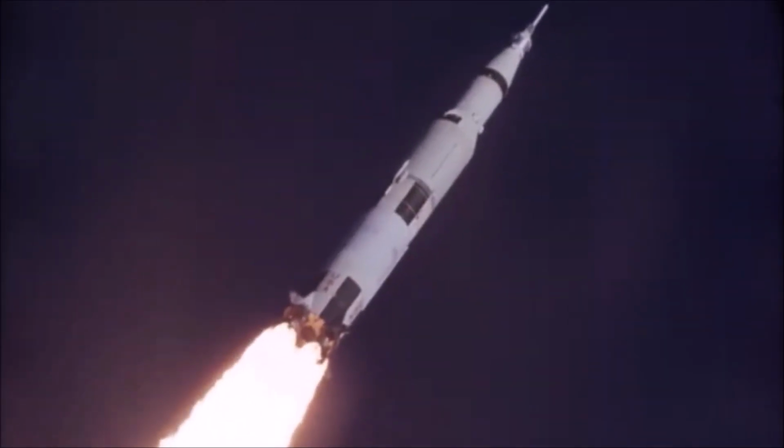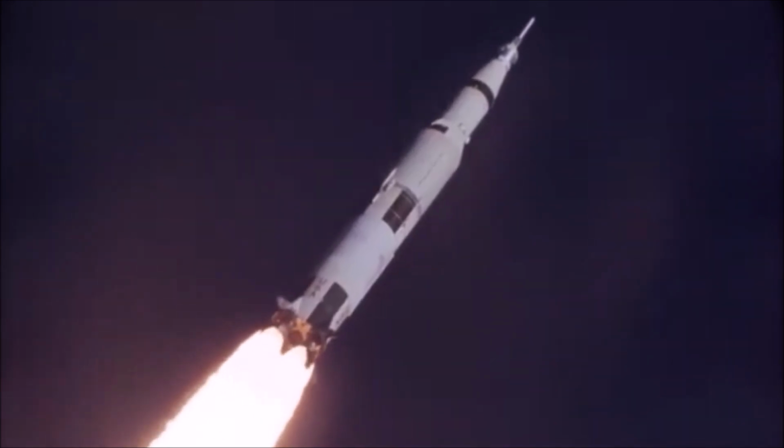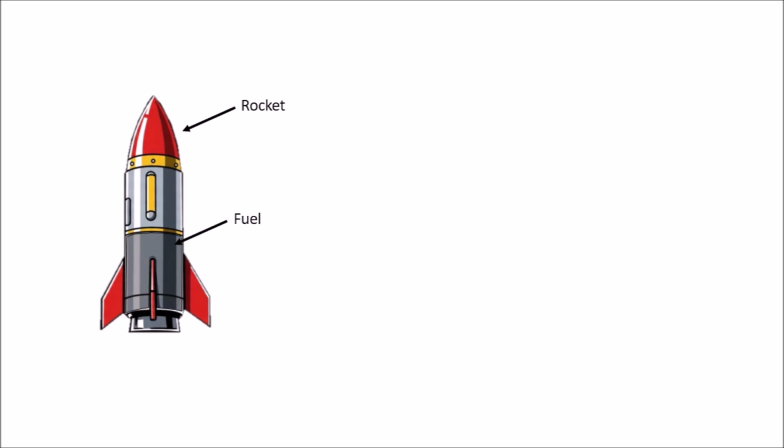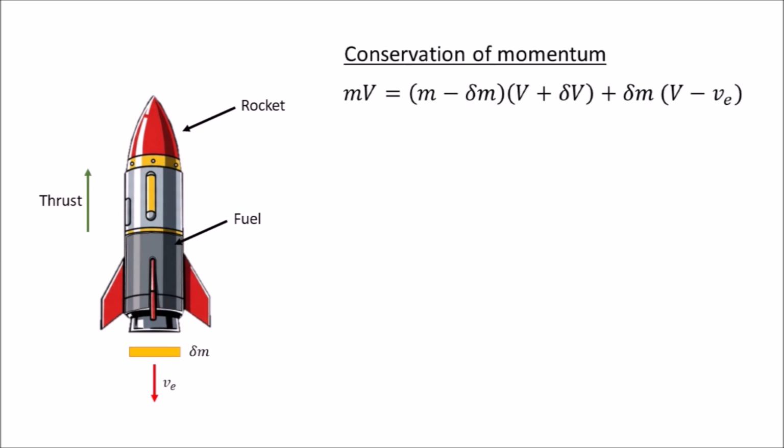To derive the rocket equation, we start with something very basic: conservation of momentum. Think of the rocket's exhaust as being expelled in tiny chunks. If a small chunk of fuel of mass delta m is expelled downwards with velocity v sub e, the rocket is pushed upwards. Since the momentum of the entire system must be conserved, we can write: the left-hand side is the total momentum before the small chunk of the fuel is expelled.